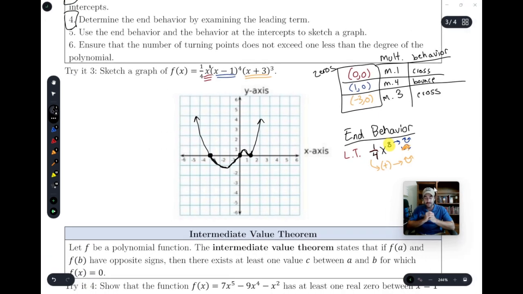That last step says to ensure that the number of turning points doesn't exceed 1 less than the degree. So we could just double check on that. We could say 1 turning point, 2 turning points, 3 turning points. That does not exceed 8, which was our degree. So we are A-okay with that one.